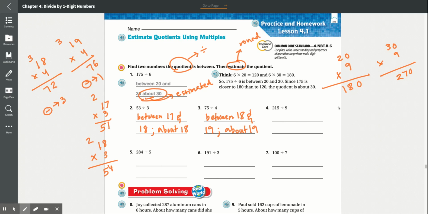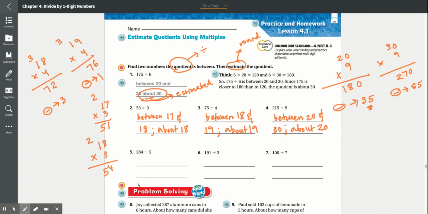So let's see the difference between 180 and 215. The difference between these ones is 35, while the difference between 270 and 215 is 55, right? So we can see that this one is a smaller difference. So it's between 20 and 30, and it's about 20, since this one is a lot closer than 270.